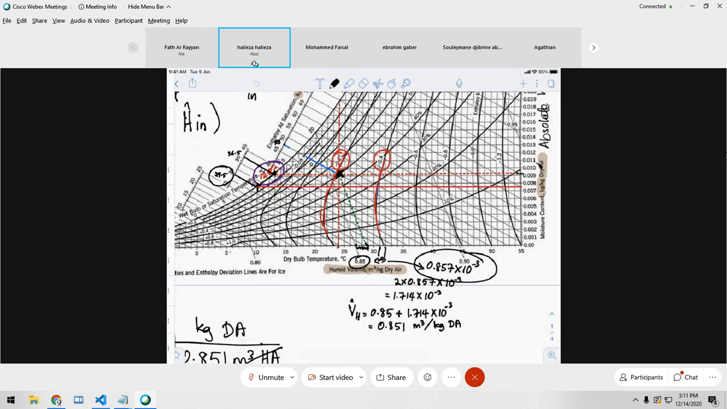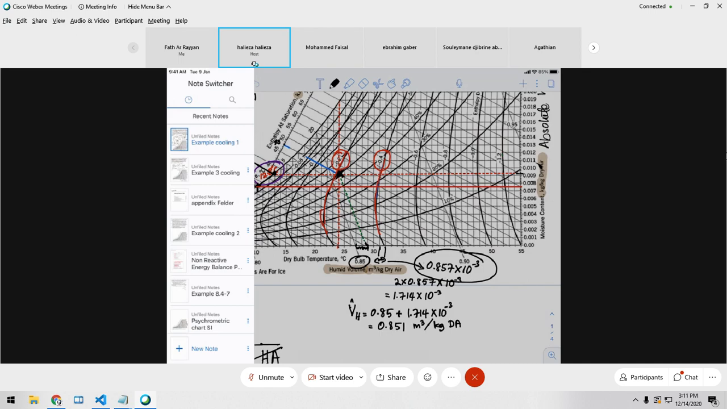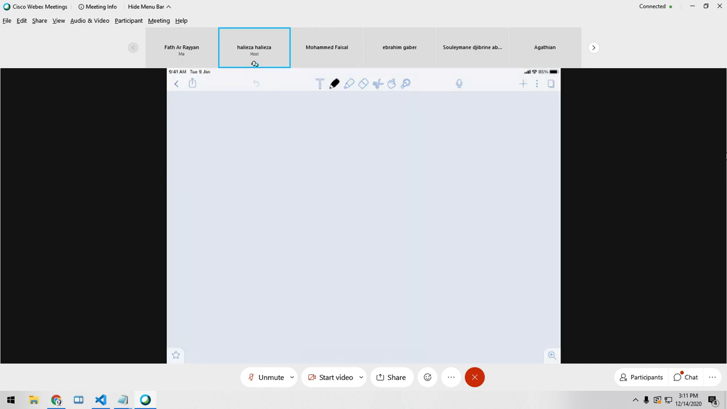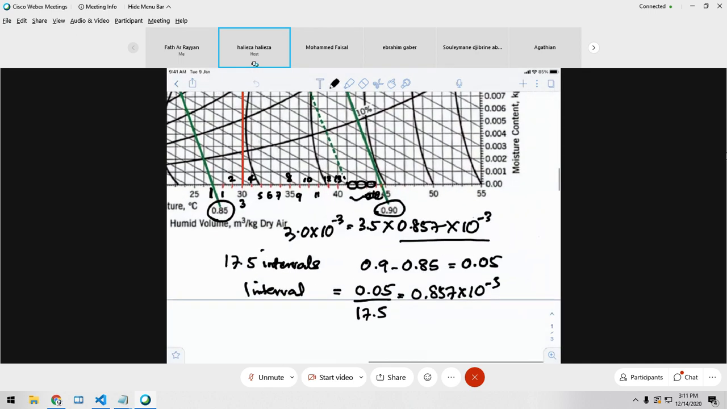Okay, let's go back to the example just now. Do you understand what I'm trying to do here, guys? Should it be 2 or should it be 0.57? Do you understand what I'm trying to say? I have between 0.85 and 0.9. The interval there is 17.5 intervals. So for every one interval, what is the value of one interval? How come I got 0.857?